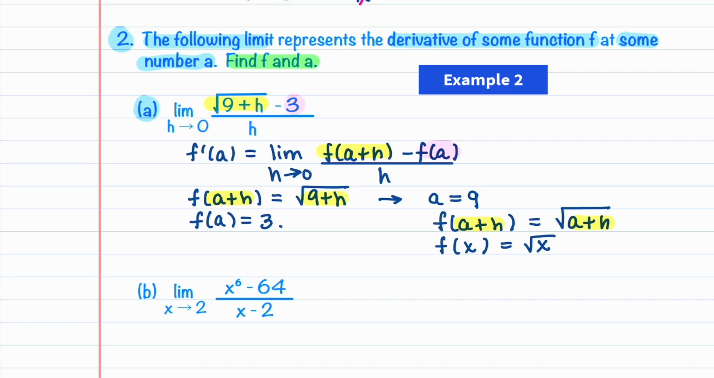Now, this problem has a really nice built-in check, and that built-in check uses the other piece of information that we haven't used yet. f of a is equal to 3. So let's just go down here to our function and say that f of a is equal to f at 9, which is the square root of 9, which is 3, and that agrees. So we know we've done the problem right.